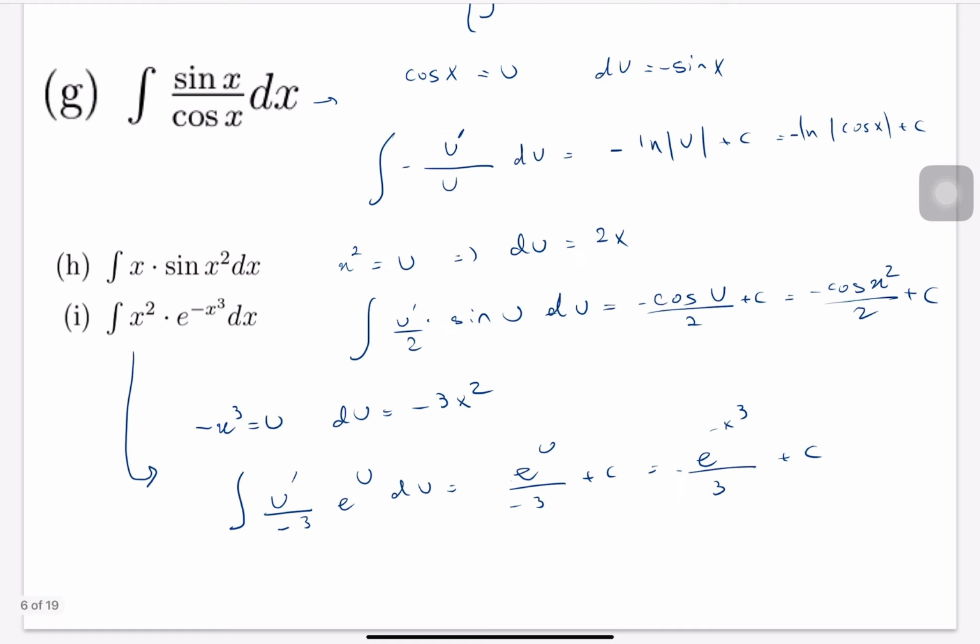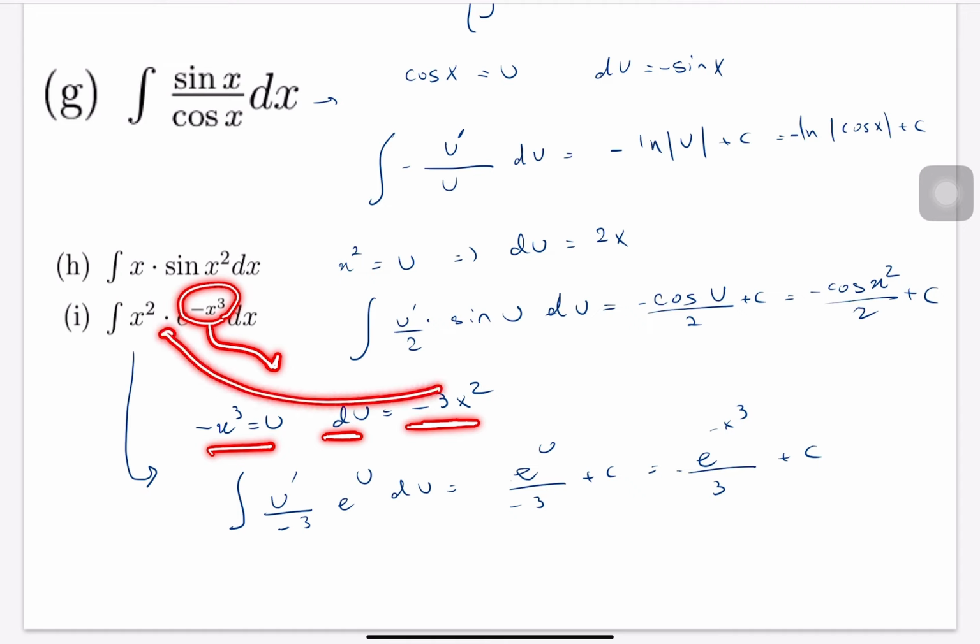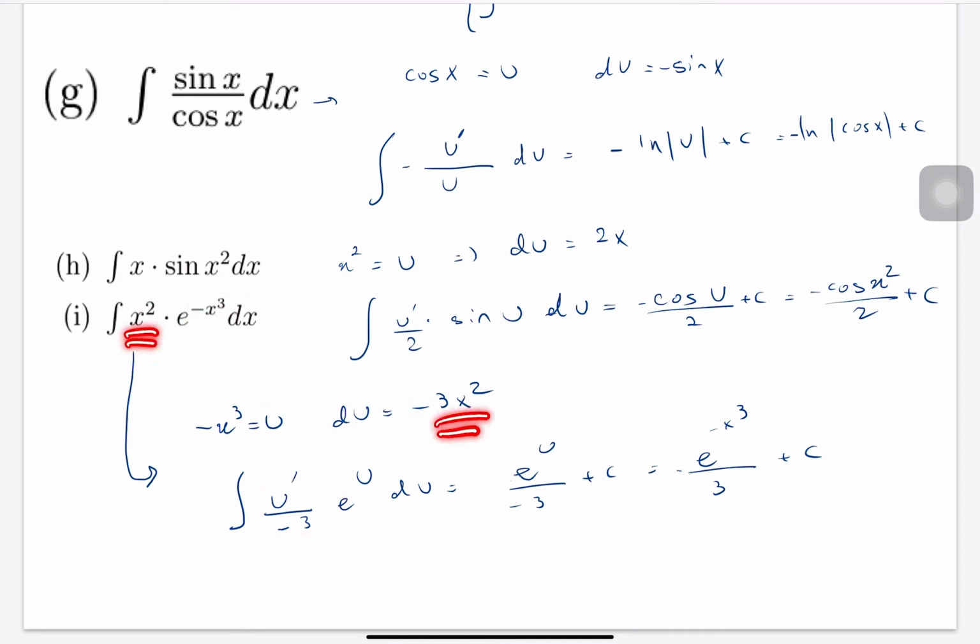Or here you can see, I can put u instead of minus x power 3, and I can find u prime is minus 3x squared. And now I know x squared here is u prime per minus 3, because the relation is this. And instead of the minus x cubed, I put u, and it's very easy. This number goes out, and the integral of this will be e power u per minus 3 plus C. And I put minus x power 3 instead of u, and the result will be this equation.